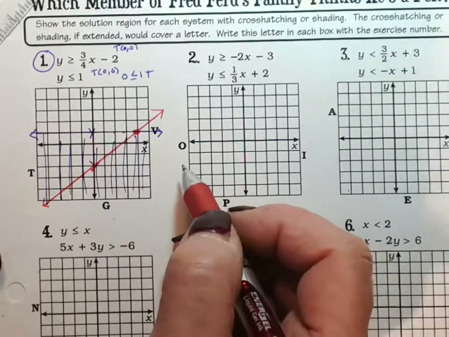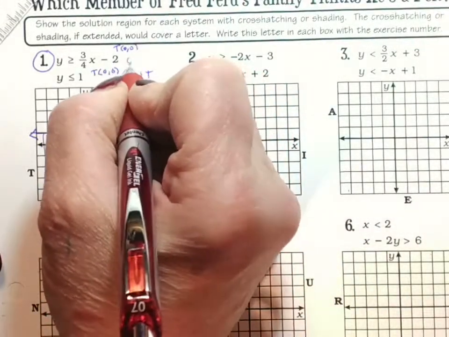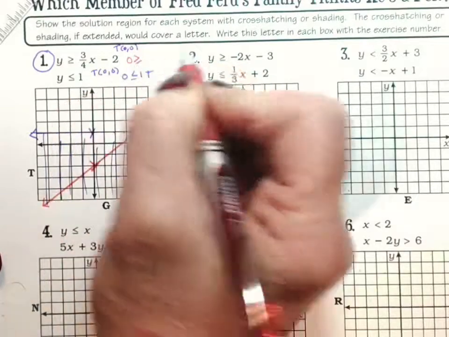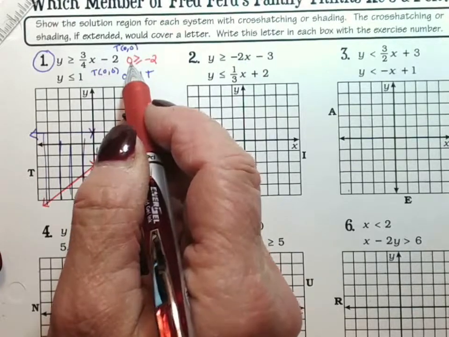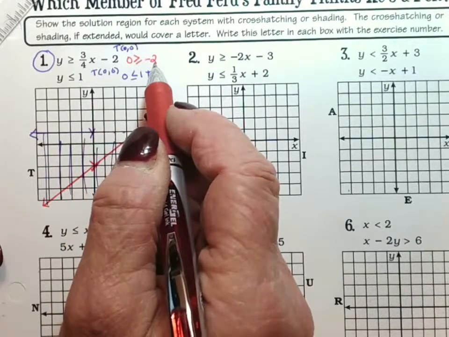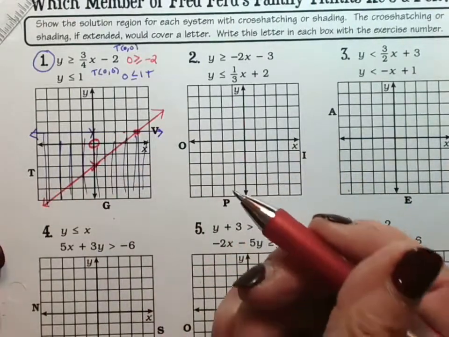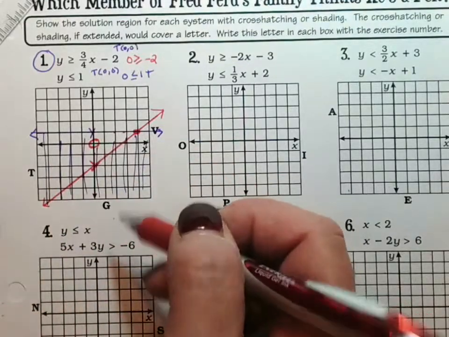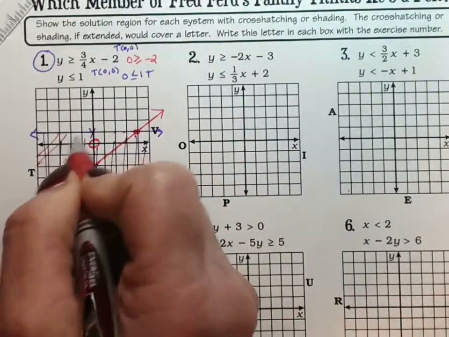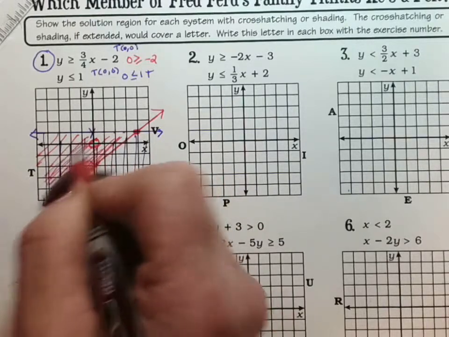So now you're going to test 0, 0. Is 0 greater than or equal to -2? It is. 0 is greater than or equal to -2. So that is a solution. So it's everything on top. So you know your solution region is right here.